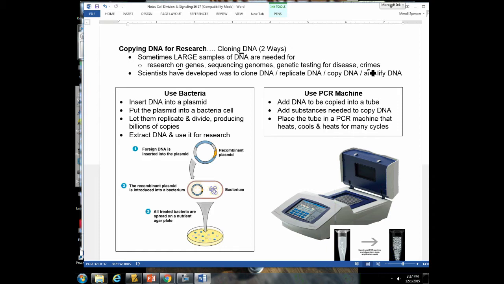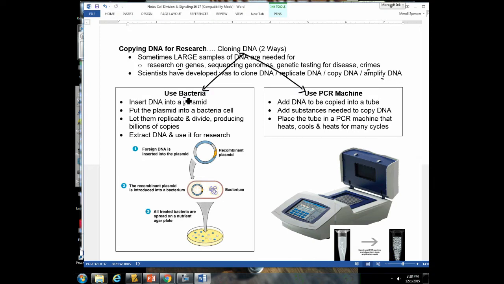So scientists had to develop ways to clone DNA or replicate DNA, or I can also say copy DNA, and we also can say that we're amplifying DNA. Amplify means to make bigger, so we're trying to make our sample of DNA bigger. So amplifying DNA is just another term that we can use. So here's the two ways that we can possibly copy DNA.